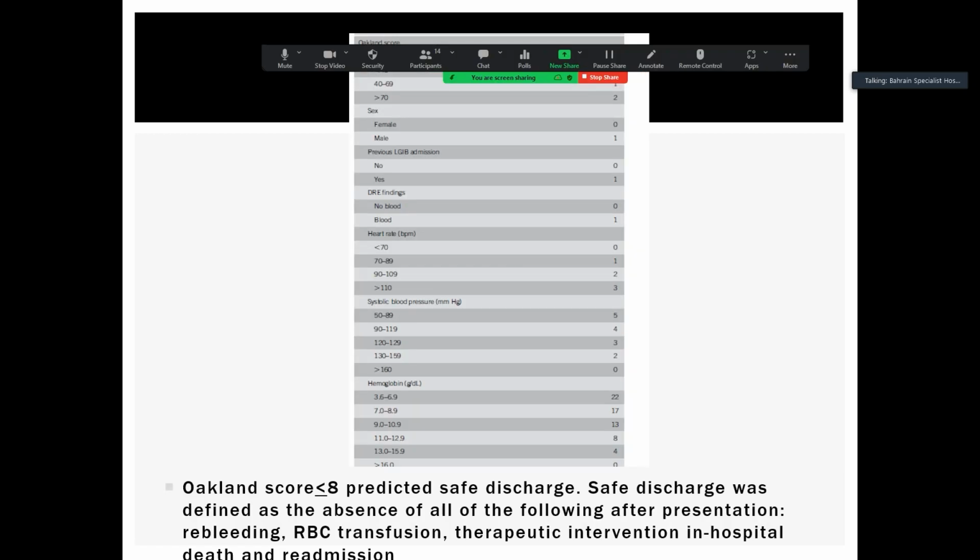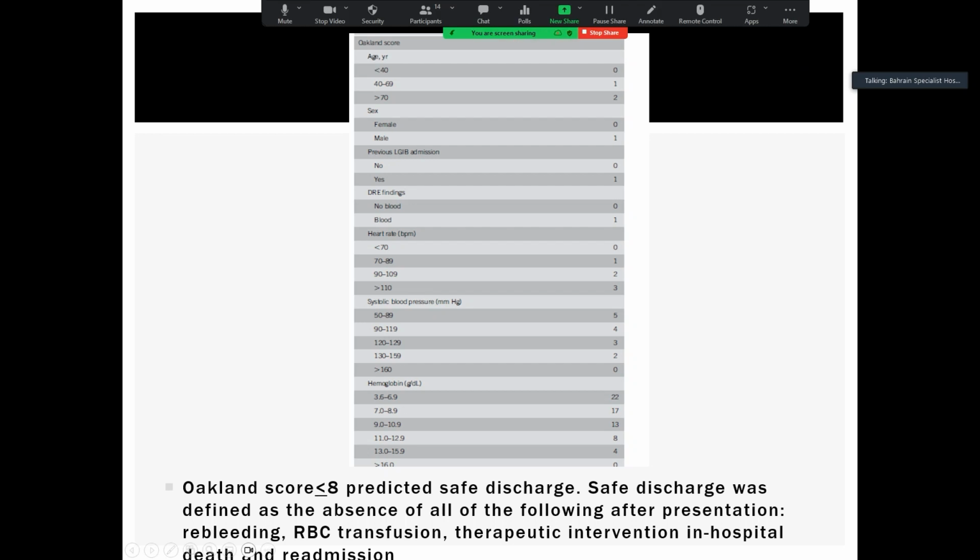For this risk assessment, there are multiple predictive scores. One is the Auckland score, which has seven categories: age, sex, previous admission for lower GI bleed, presence or absence of blood on the digital rectal examination, heart rate, blood pressure, and hemoglobin. On the basis of this score, if the score is equal to or less than 8, then the patient is considered to have a minor bleed and can be discharged without any intervention and followed up in the OPD.